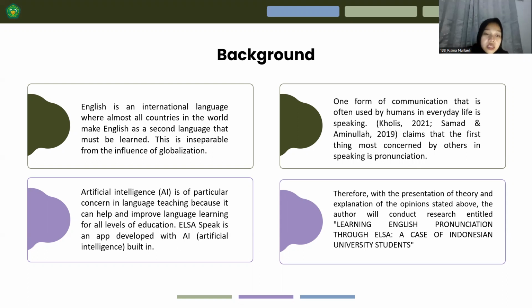Artificial intelligence, or AI, is of particular concern in language teaching because it can help and improve language learning for all levels of education. And this Elsa Speak is an application developed with that AI built in. Therefore, with the presentation of theory and explanation of the opinions stated above, the author will conduct a research entitled Learning English Pronunciation Through ELSA, a case of Indonesian university students.